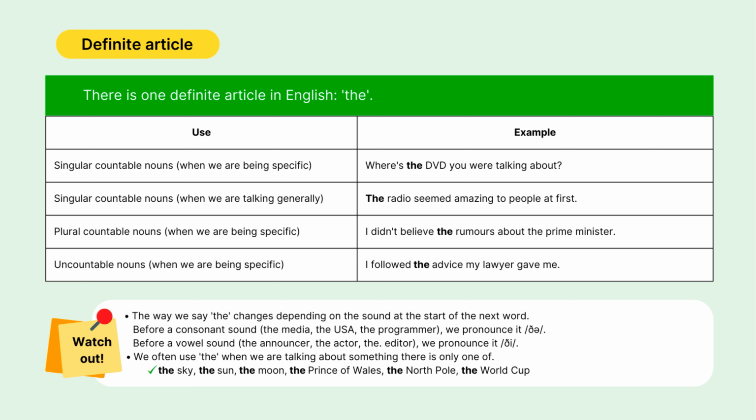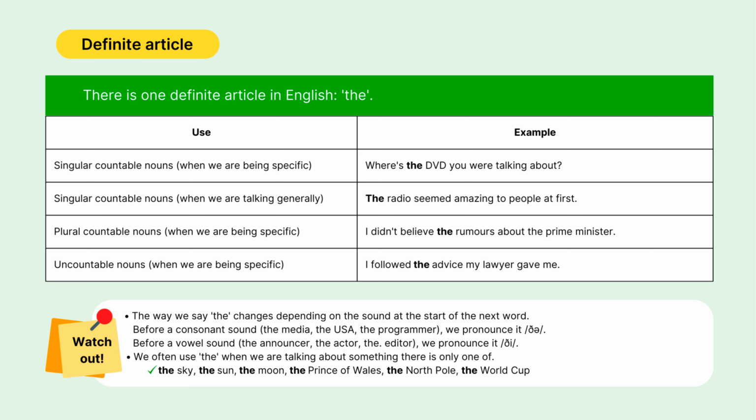Watch out: the way we say "the" changes depending on the sound at the start of the next word. Before a consonant sound: the media, the USA, the programmer. Before a vowel sound: the announcer, the actor, the editor. We often use the when we are talking about something there is only one of: the sky, the sun, the moon, the Prince of Wales, the North Pole, the World Cup.